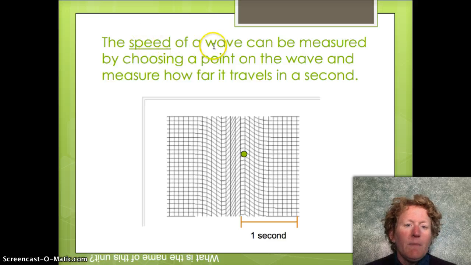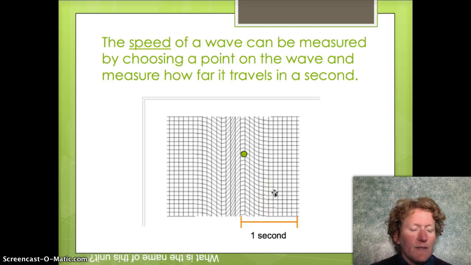The speed of a wave can be measured by choosing a point on the wave and measuring how far it travels in a second. So if we choose this point on the wave, and this point is actually going to move up and down, but as the wave goes by and we watch the points go by on the transverse wave as they move, we see how many times those waves travel by us in 1 second. That's a hertz. And the speed of a wave is measured in hertz. That's cycles per second. It's not just a car rental company, it's cycles per second.